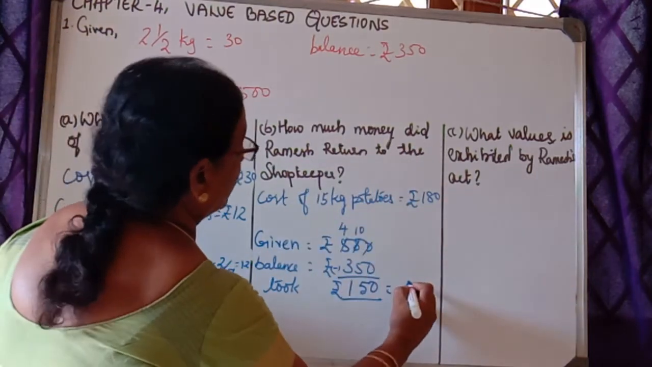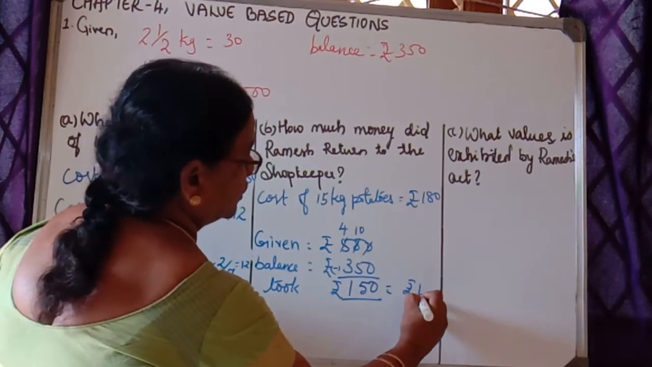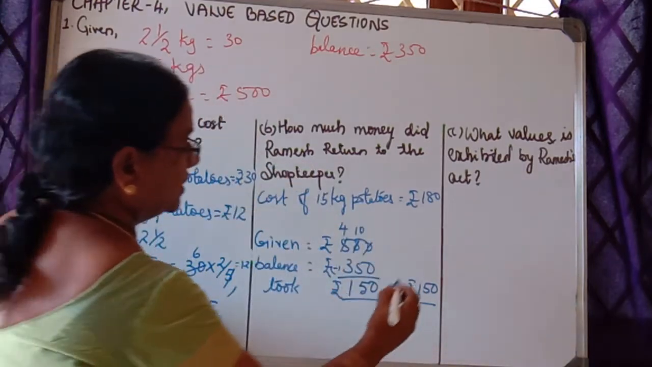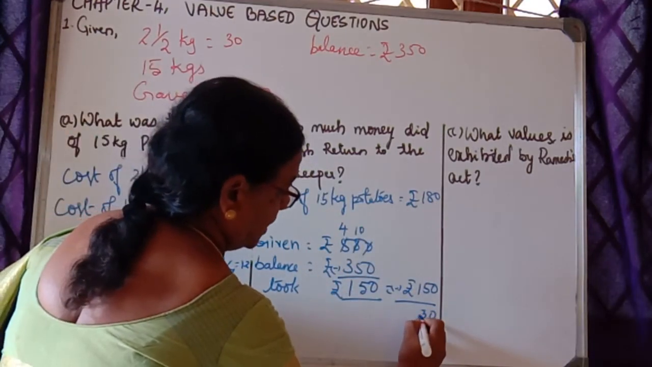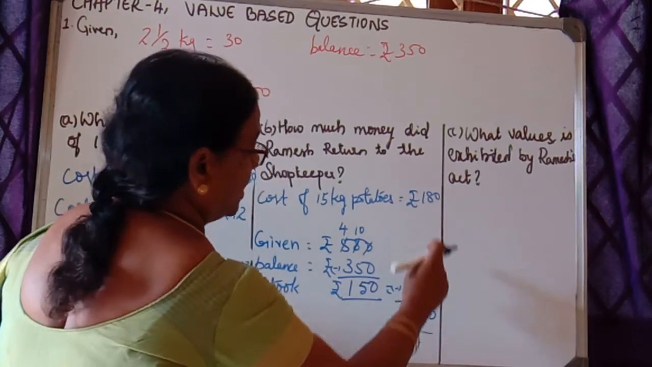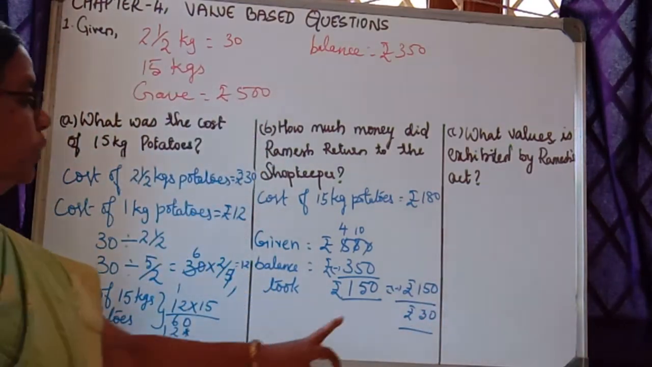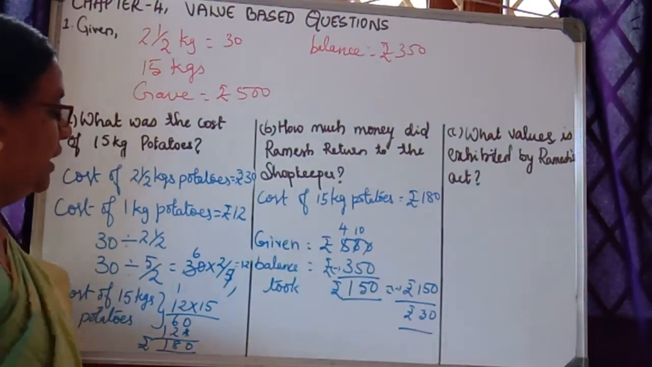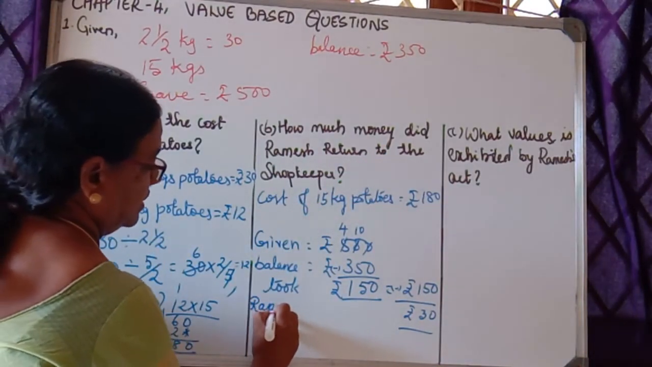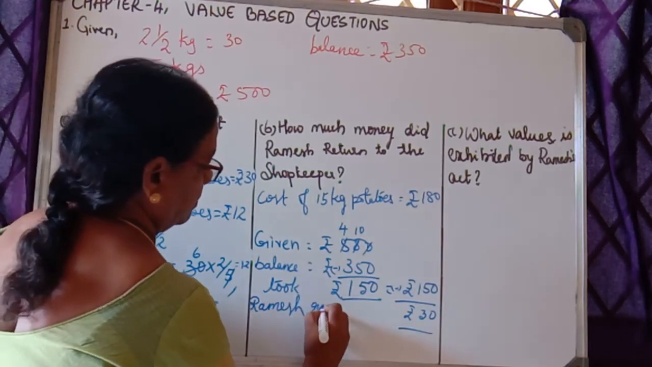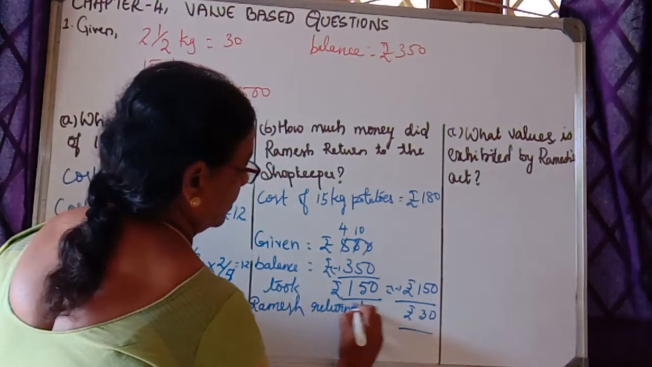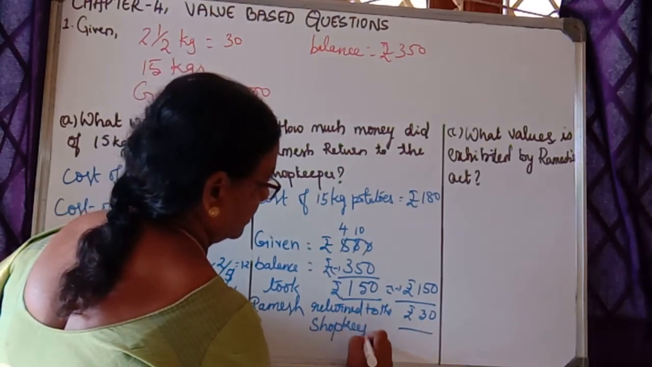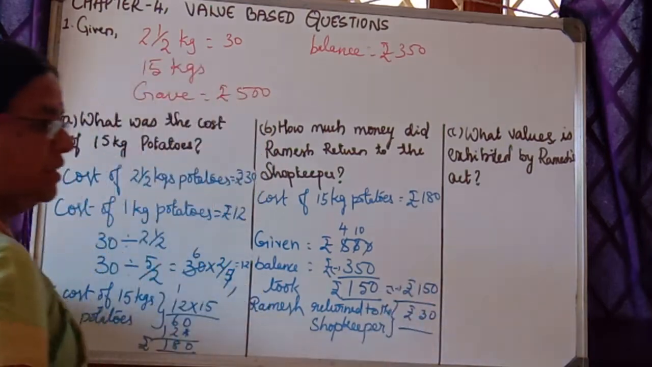So how much money did Ramesh return to the shopkeeper? The actual cost of potatoes is 180. The shopkeeper took 150 rupees. So how much can he return? If we subtract, we come to know: 180 minus 150 is equal to rupees 30. How much money did Ramesh return to the shopkeeper? Ramesh returned rupees 30 to the shopkeeper.